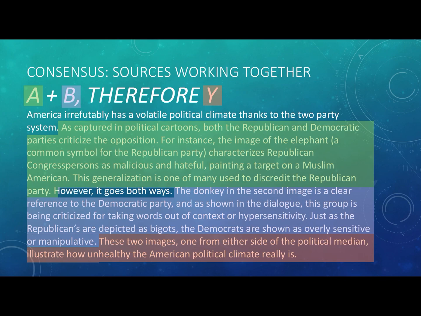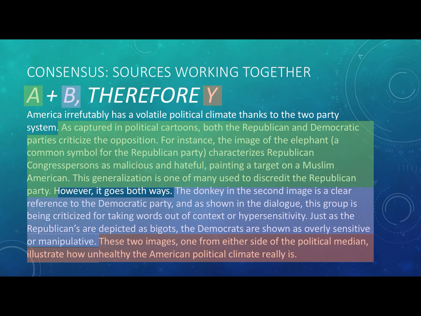So the first part is talking about the first image. It says, as captured in political cartoons, both the Republican and Democratic parties criticize the opposition. For instance, the image of the elephant, a common symbol for the Republican Party, characterizes Republican congresspersons as malicious and hateful, painting a target on Muslim Americans. This generalization is one of many used to discredit the Republican Party. So what I've done is I've presented source A, and I've explained what about that image shows that volatile political climate. So then I continue.